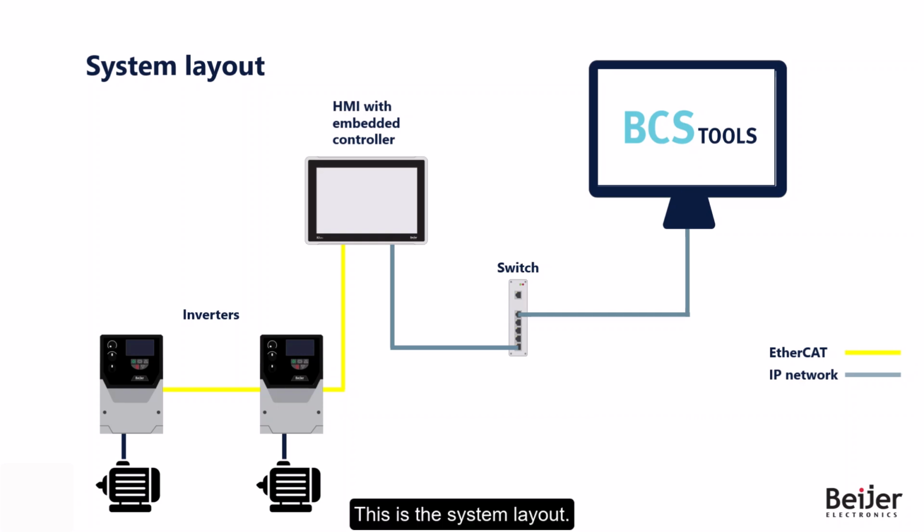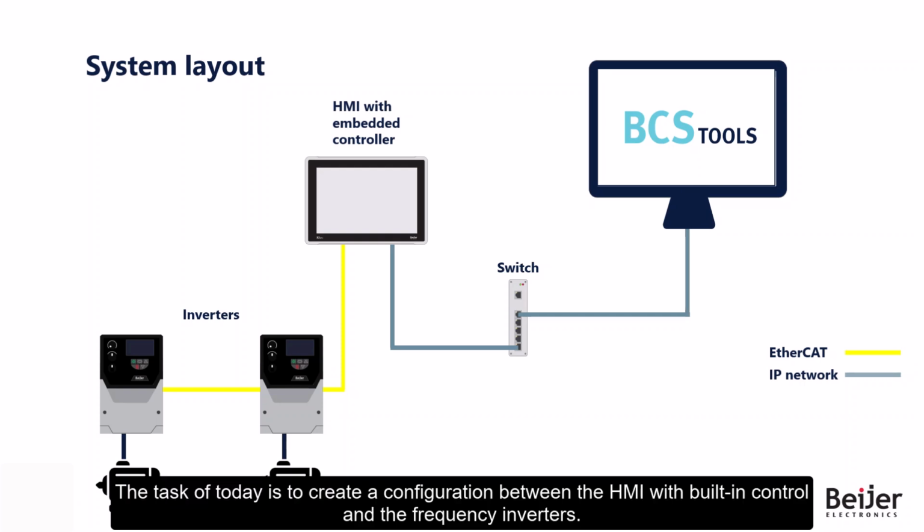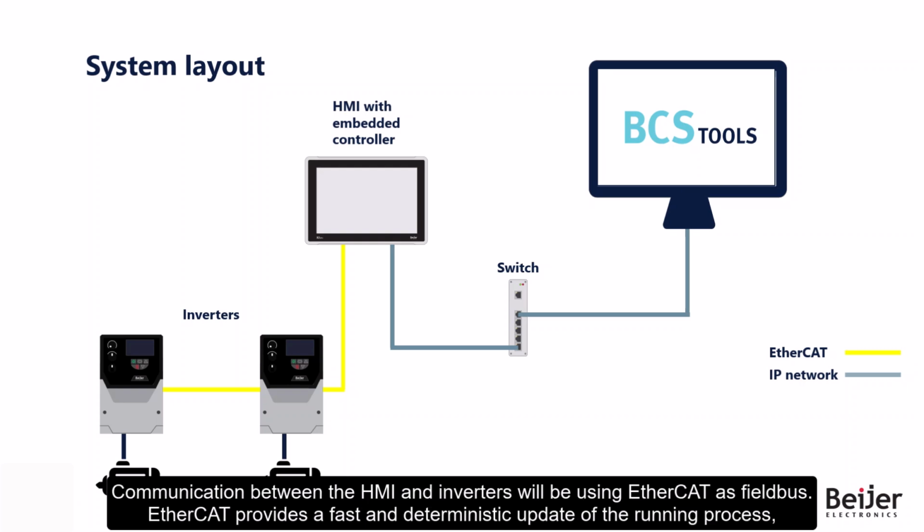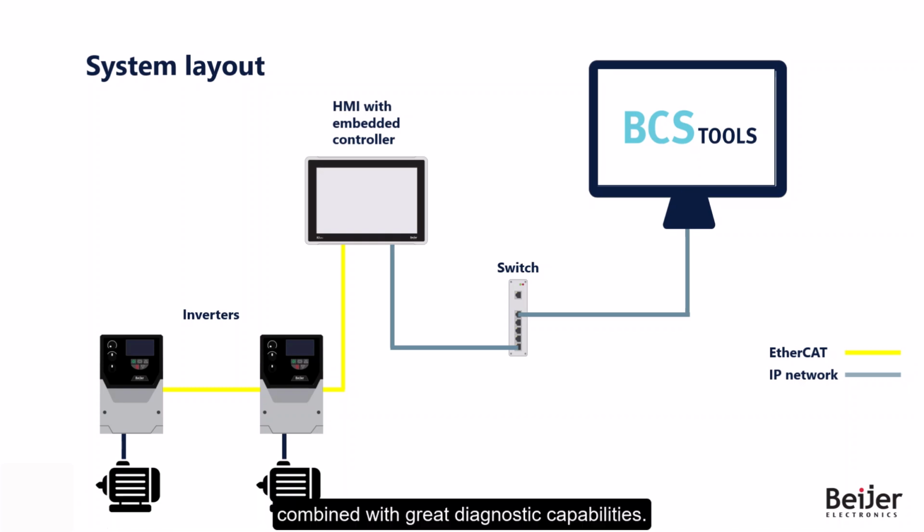This is the system layout. The task of today is to create a configuration between the HMI with built-in control and the frequency inverters. Communication between the HMI and inverters will be using EtherCAT as field bus. EtherCAT provides a fast and deterministic update of the running process, combined with great diagnostic capabilities. Let's take a look more in detail of the different components in use.